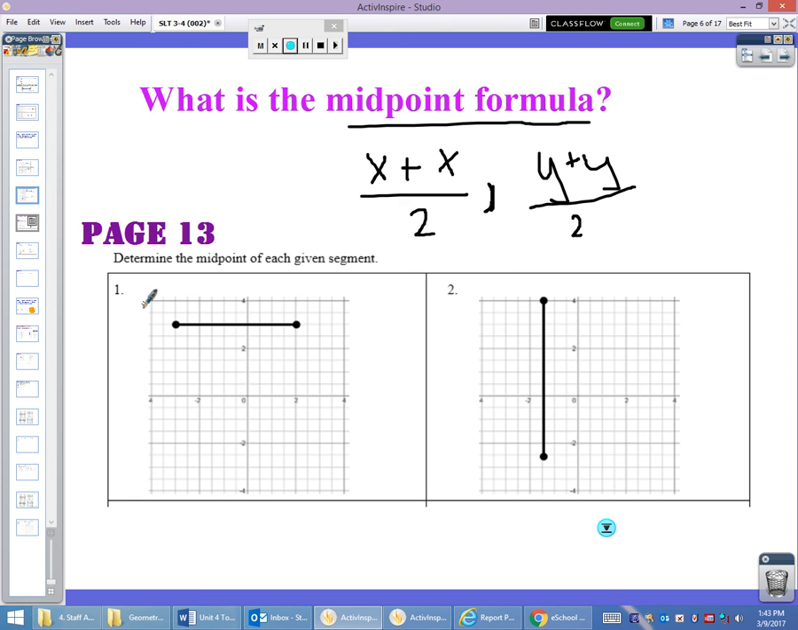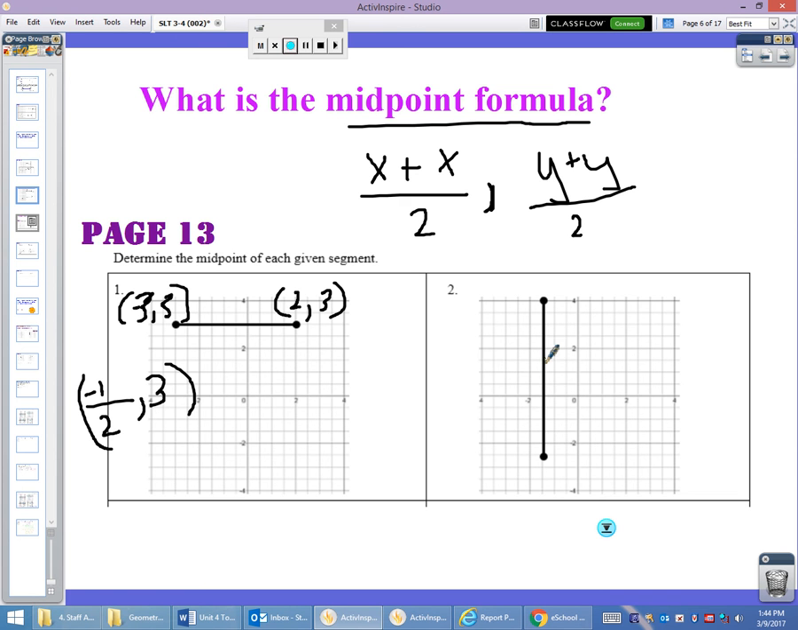this point right here is at negative 3, 3. And this point right here is at 2, 3. So x plus x, so negative 3 plus 2 is negative 1. Negative 1 divided by 2 is negative 1/2. Comma, 3 plus 3 is 6. 6 divided by 2 is 3. So the midpoint of this one would be negative 1/2, comma 3.